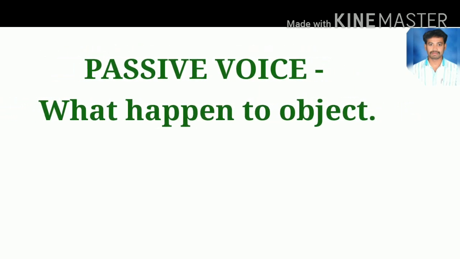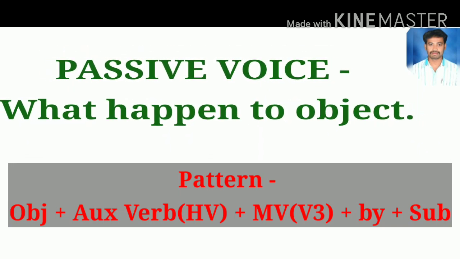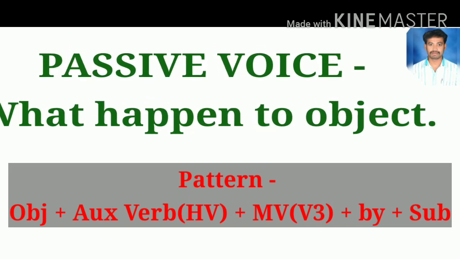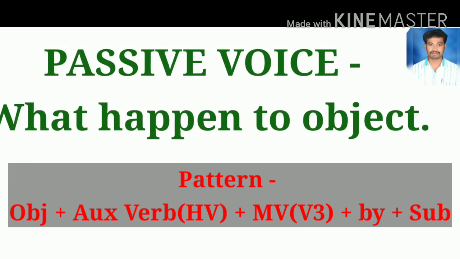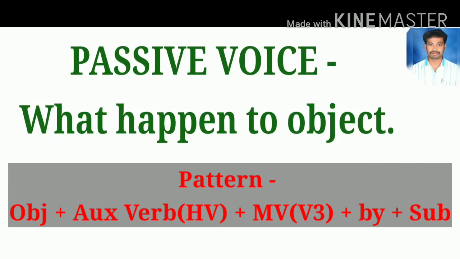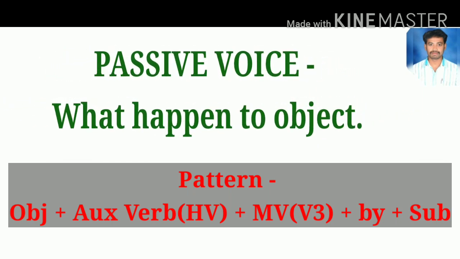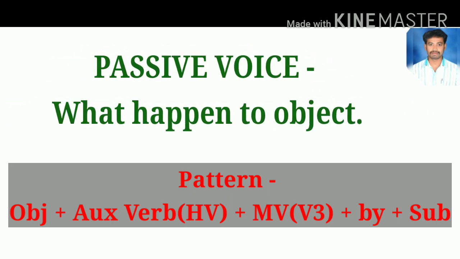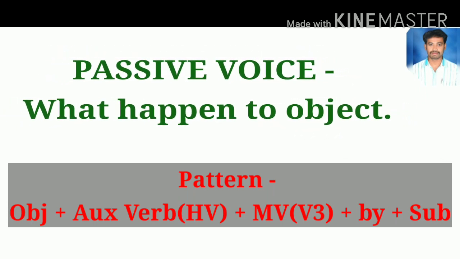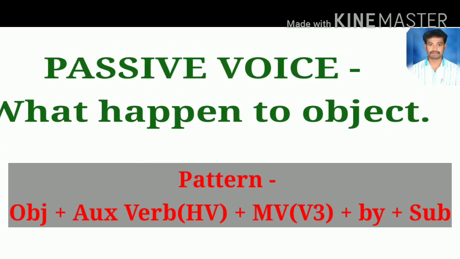In the passive voice, you're going to see what happened to the object. There is also a pattern for this one. For the passive voice: object plus auxiliary verb, it means the helping verb, plus modal auxiliary, main verb, it means the V3 past participle verb form, plus by, that is a preposition, and then subject. So here, subject becomes object, object becomes subject. That's why I wrote like that.